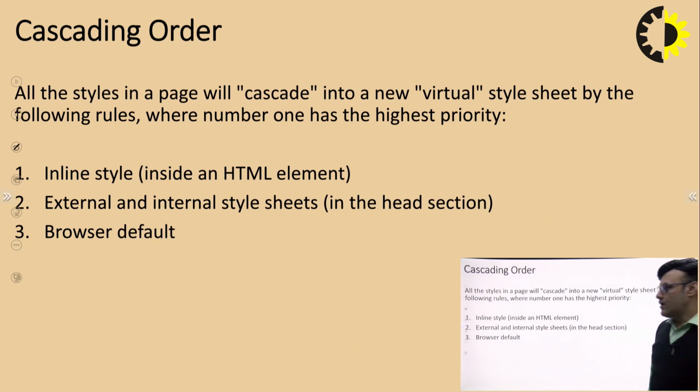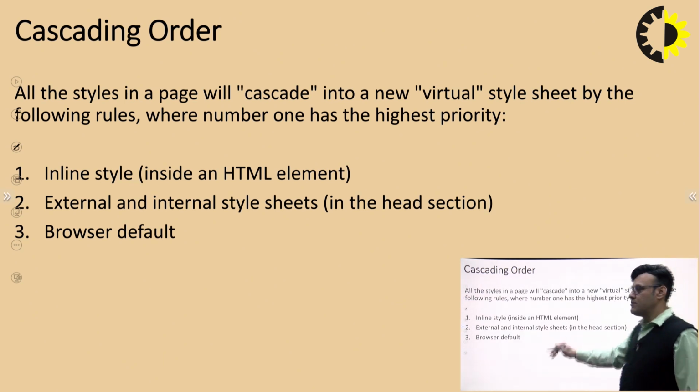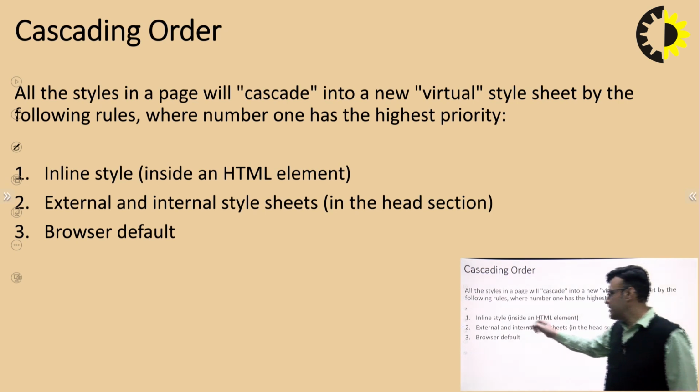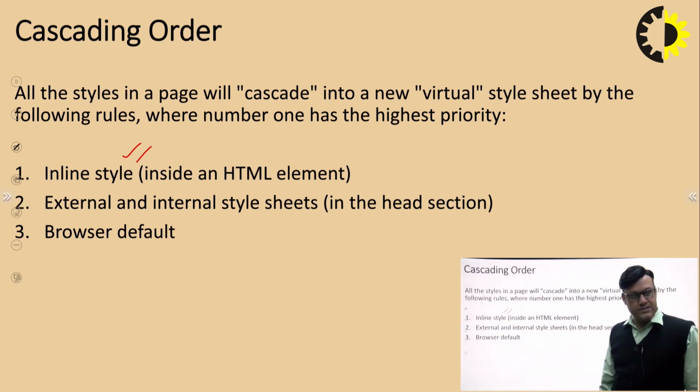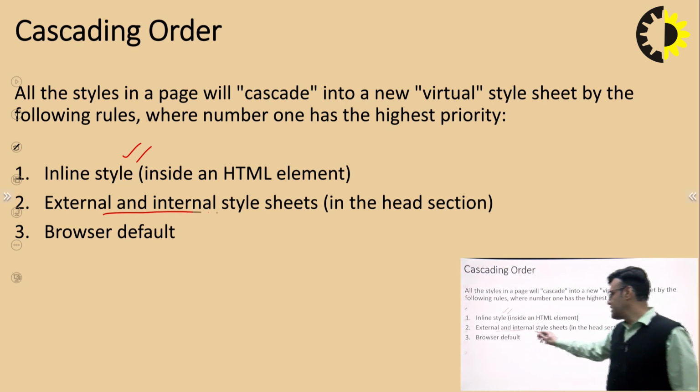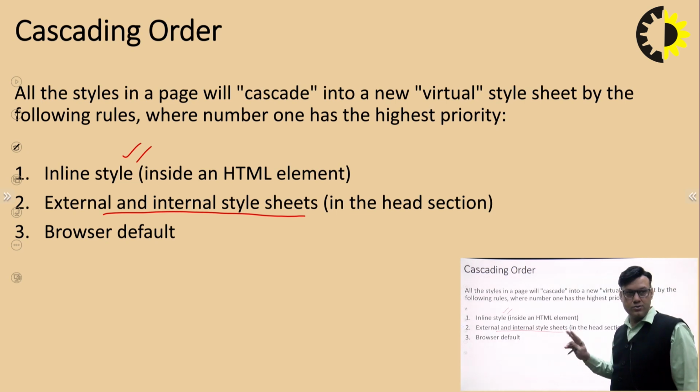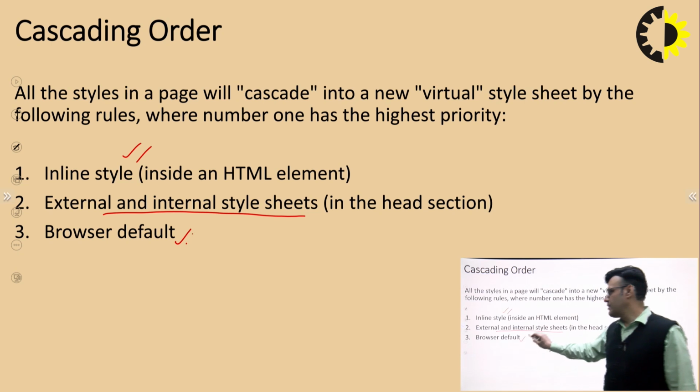Now, what is the cascading order? Cascading order means how the properties will be set, that is, which priority will be followed. Highest priority will be given to inline style, then external and internal style sheets according to the head section, whichever is included first, then browser default.